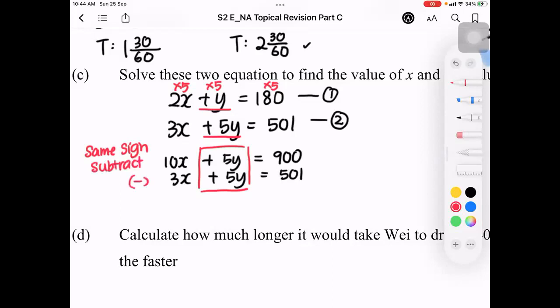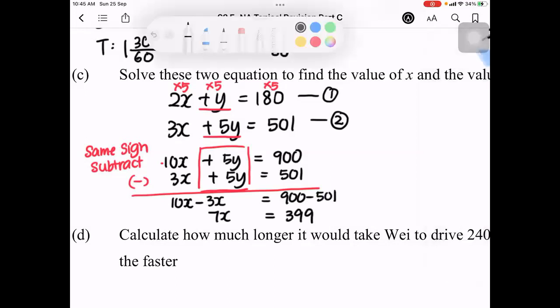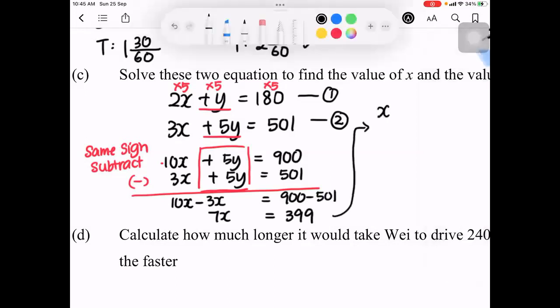Okay, subtract, I must take note of the sign. So 10x minus 3x. I just write down like in case. 10x minus 3x. Then 5 minus 5, of course, don't have. Then 900 minus 501. 10 minus 3, 7x. 900 minus 501, 399. Then from here, x equals 399 divided by 7, 57. Answer.